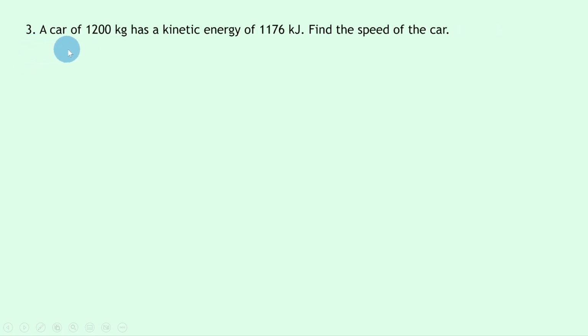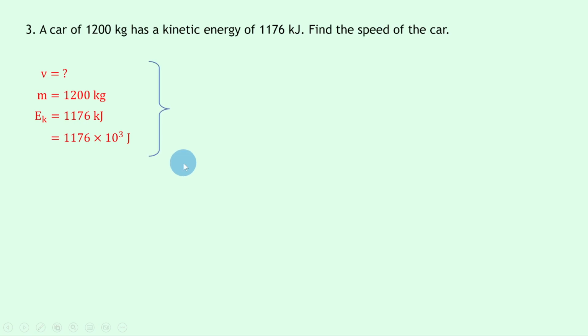Lastly, question 3 says a car of 1,200 kilograms has a kinetic energy of 1,176 kilojoules. Find the speed of the car. Well, this time we want to find the speed v. We know the mass m is 1,200 kilograms and the kinetic energy EK is 1,176 kilojoules. But remember, kilo is a prefix, so we want to convert that into just joules. So that gives us 1,176 times 10 to the power of 3 joules.